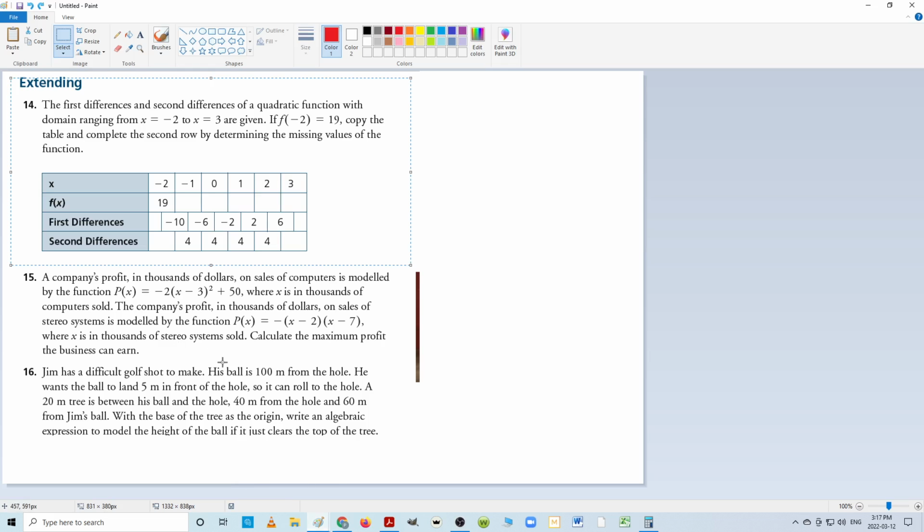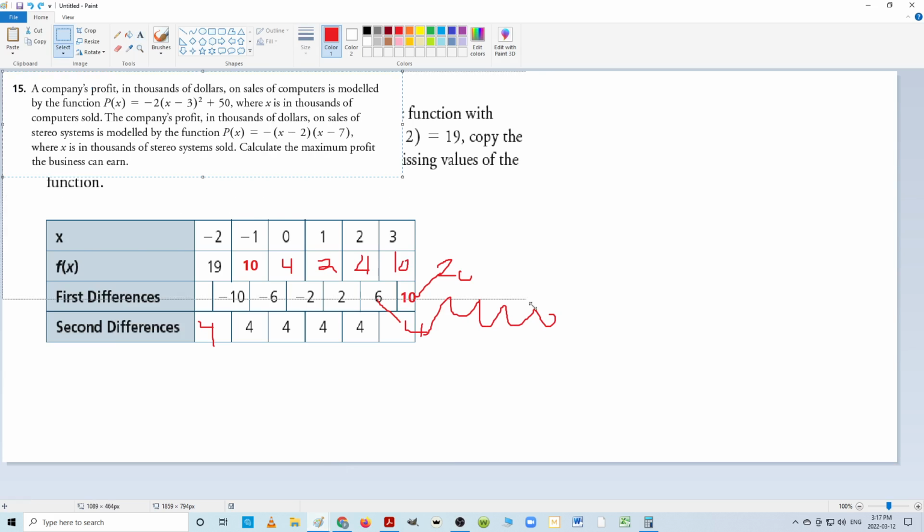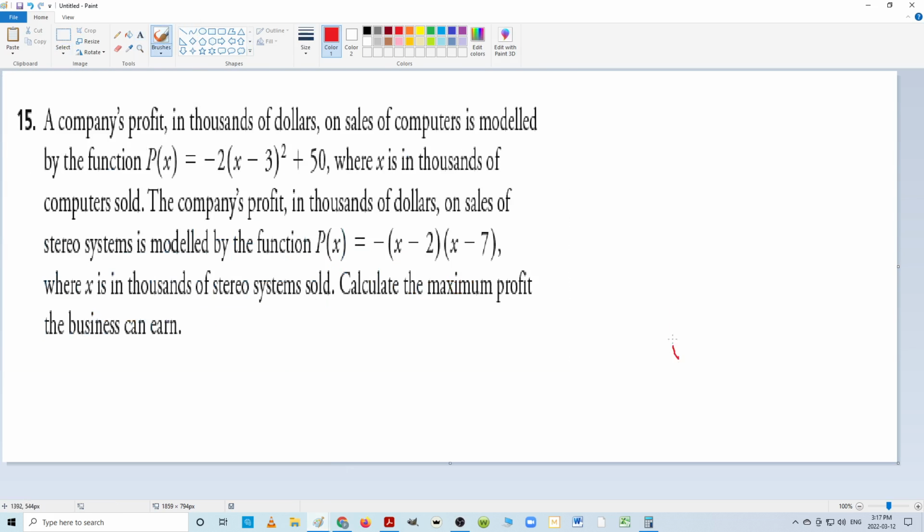Okay, this one. So this is the profit question I was saying. Keep in mind that vertexes have a max value when they're facing downwards. And a lot of questions will be about finding that vertex to find the max profit. So it's given by this. We can see the vertex right here, 3, 50. So we might as well mark that down.